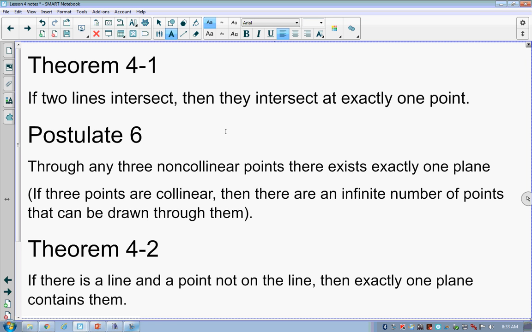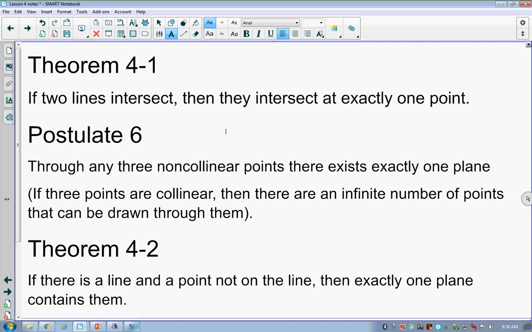Postulate 6. Through any 3 non-collinear points, there exists exactly 1 plane. So we could reverse the question and ask, how many non-collinear points do I need to identify 1 plane? 3. Okay? I need 3 points to be what in order to identify 1 plane? I need them to be, let's use the terminology, non-collinear. They cannot be in a straight line and identify a plane, if that's all I have.